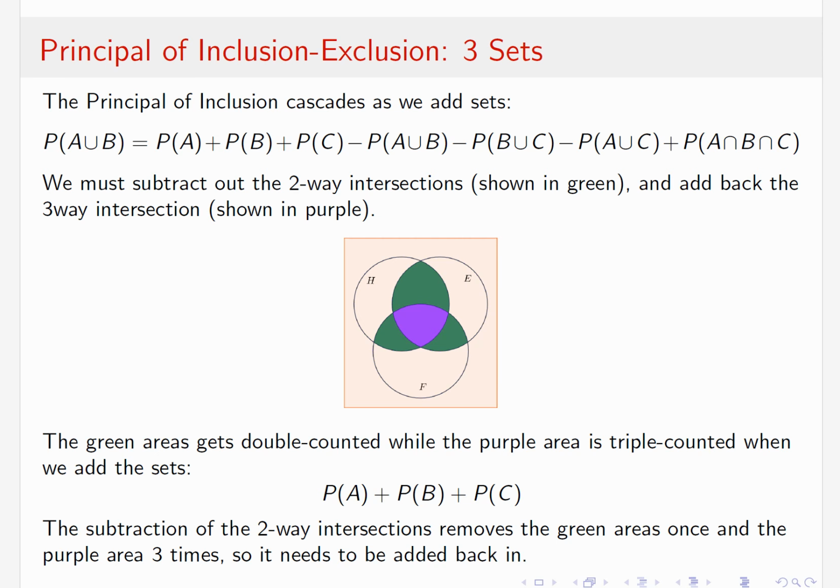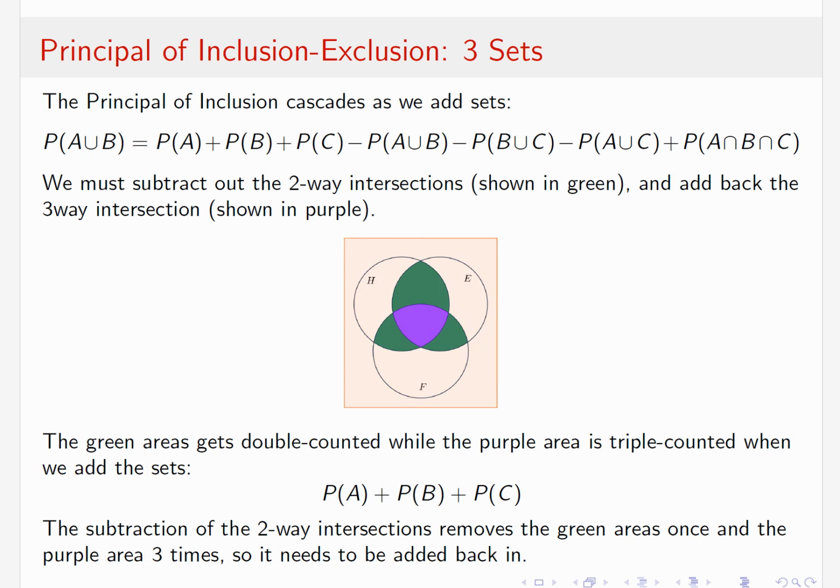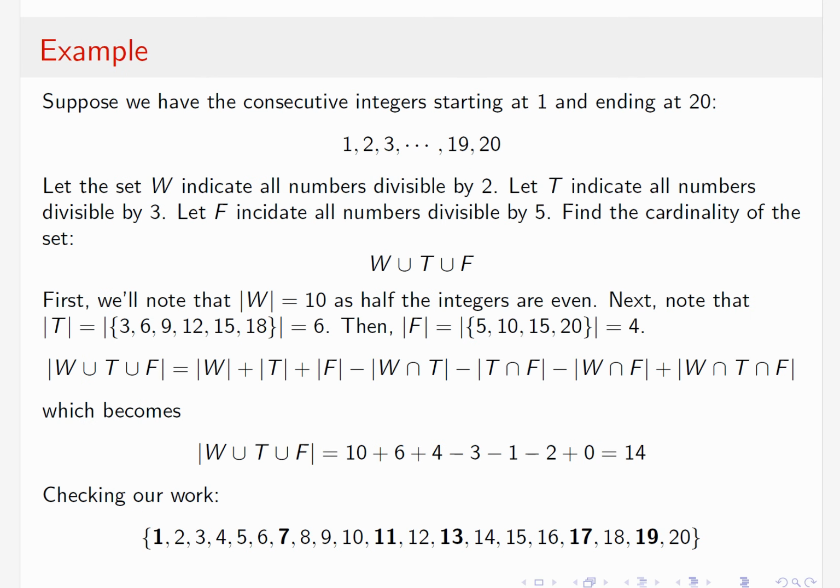So the formula is shown at the top there, and let's take an example. All right. So if we have the consecutive integers starting at 1 and ending at 20, including both, and then we have some sets here. W is all the numbers divisible by 2. T is all the numbers divisible by 3. And F is all the numbers divisible by 5.